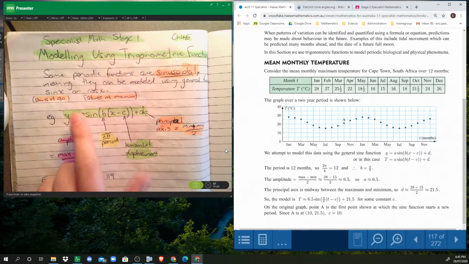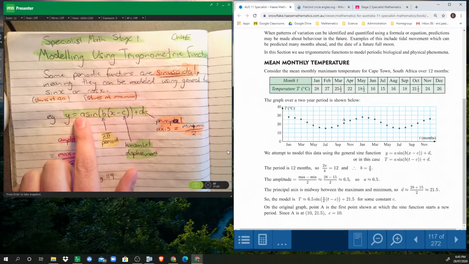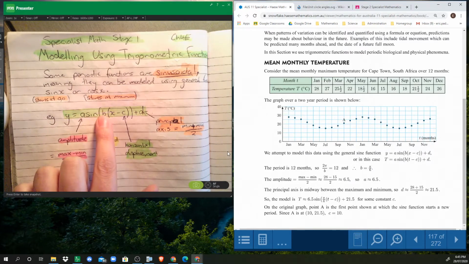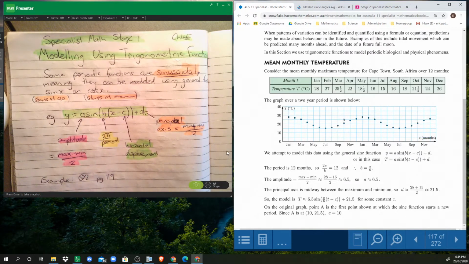Remembering how the general function works, A is the amplitude. We can actually use from our data the maximum minus the minimum over 2 as the amplitude. That's how far up and down it will go. B is related to the period. In fact, I just wrote it out as 2 pi divided by the period. That's what B is equal to.